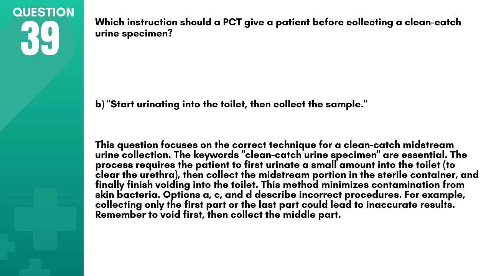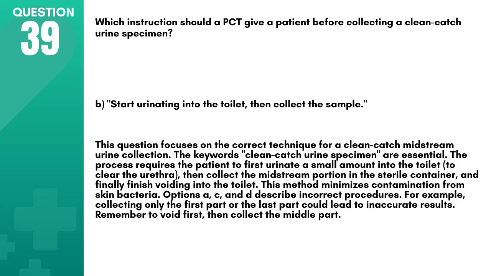Answer B. Start urinating into the toilet, then collect the sample. This question focuses on the correct technique for a clean catch midstream urine collection. The keywords clean catch urine specimen are essential. The process requires the patient to first urinate a small amount into the toilet, to clear the urethra, then collect the midstream portion in the sterile container, and finally finish voiding into the toilet. This method minimizes contamination from skin bacteria.